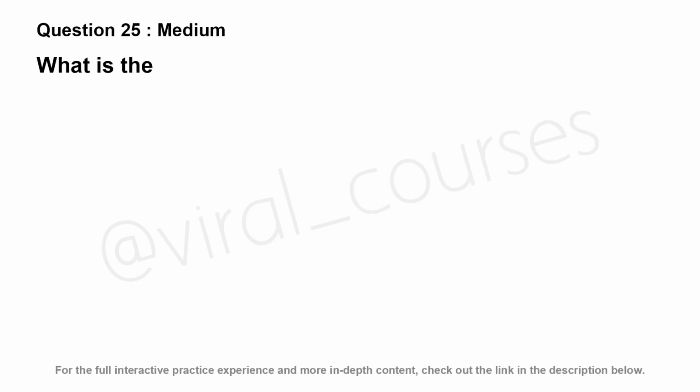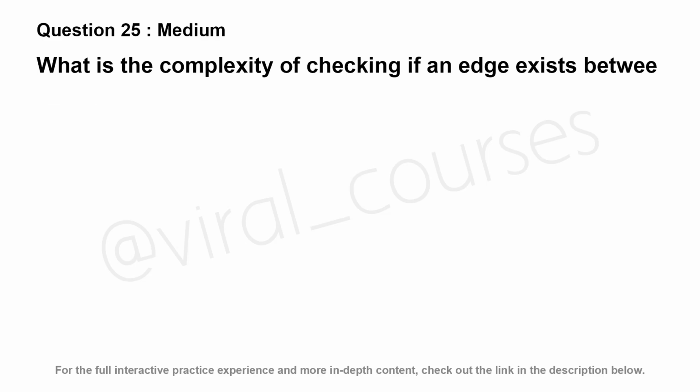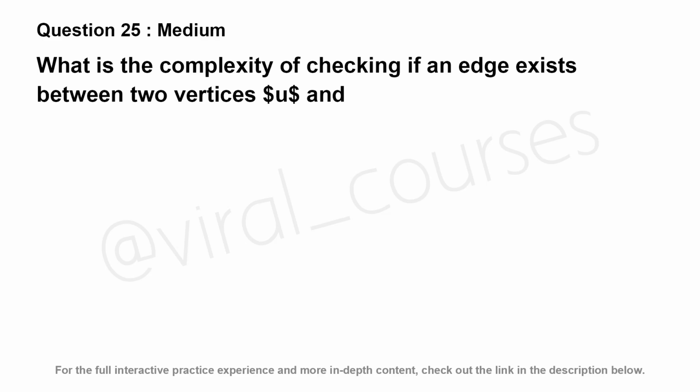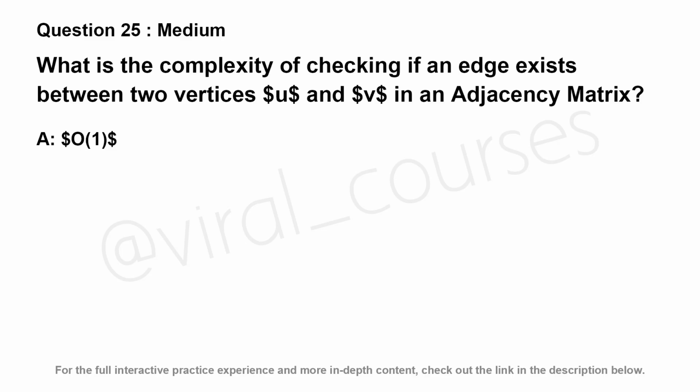What is the complexity of checking if an edge exists between two vertices U and V in an adjacency matrix? Option A, O(1). Option B, O(V). Option C, O(E). Option D, O(log V).